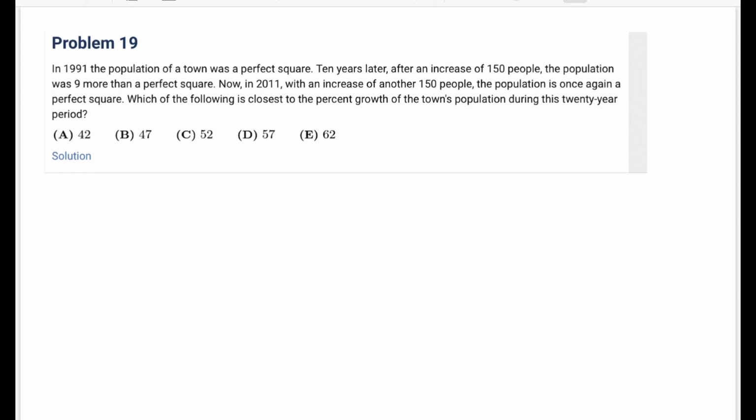Okay, so let's say the population was a perfect square, so let's say the population was x squared, and then 10 years later, the population was 9 more than a perfect square, right? So x squared plus 150 was 9 more than a perfect square, so let's say that this perfect square is y squared. Then if we move the 9 over, this will be 141. So 141 equals y squared minus x squared.